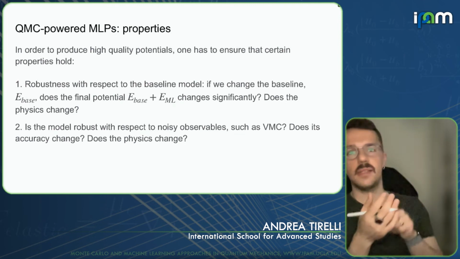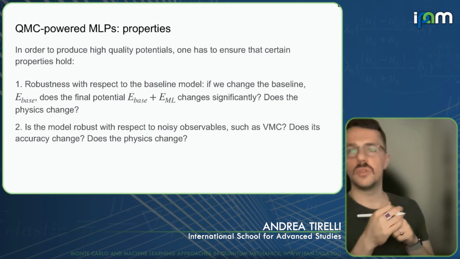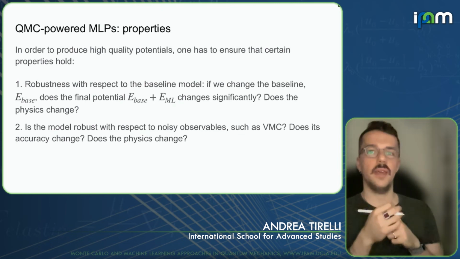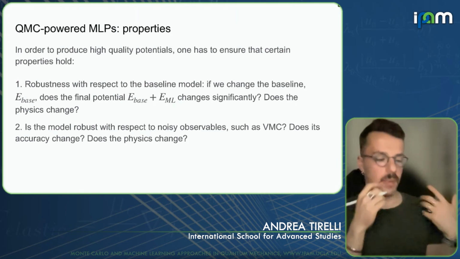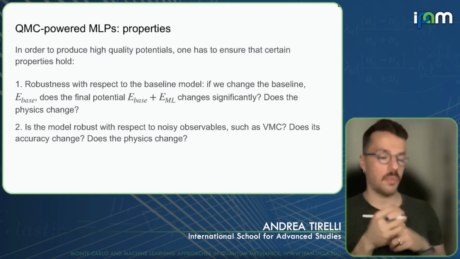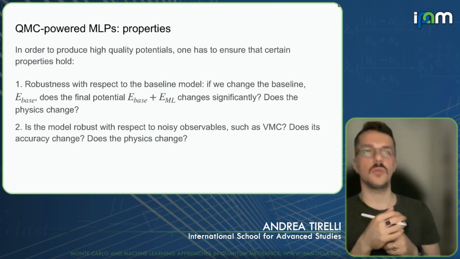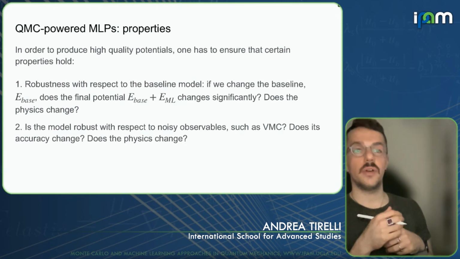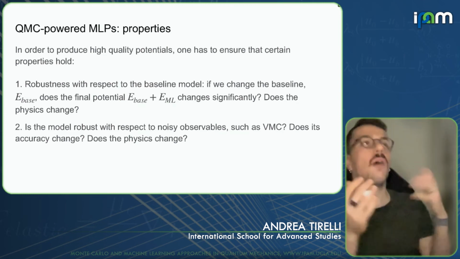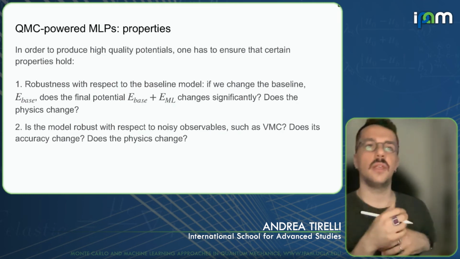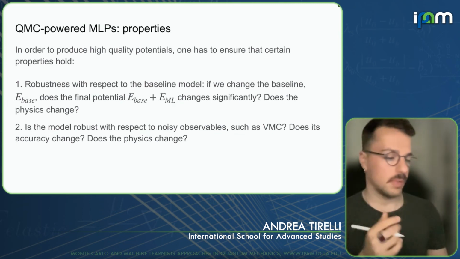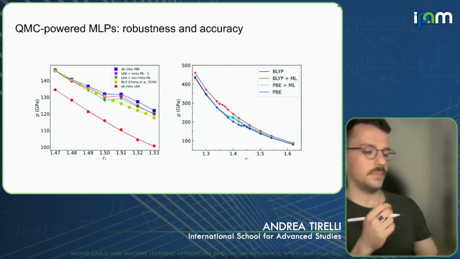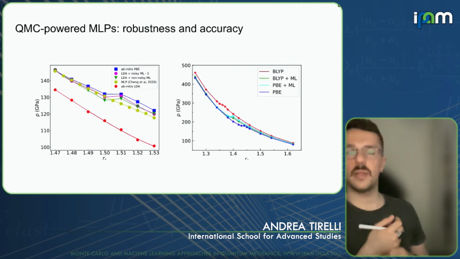Second of all, and again this is very specific to our quantum Monte Carlo case, we want to assess whether the accuracy of the model is somehow affected by the presence of noise. And quantum Monte Carlo observables have a systematic noise, and we want to see how this noise affects the physics that is predicted using this machine learning potential. And so this is a brief account that tries to answer these two questions.